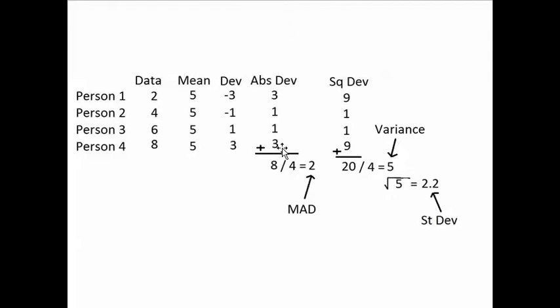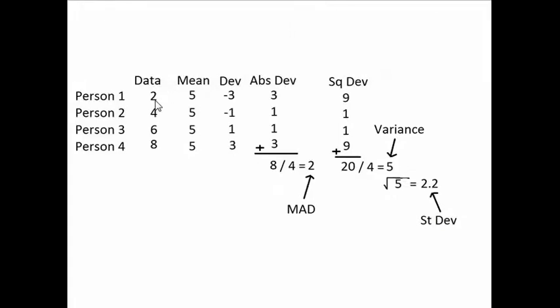Now let's think about why. Let's think about why the higher dispersion in the data caused these three values to increase. Well, two of our data values are further away from the mean than they used to be, so two of our absolute deviations have increased. This first data value is now 3 away from the mean of 5, so it has an absolute deviation of 3. This last value is also now 3 away from the mean of 5, so it has an absolute deviation of 3.